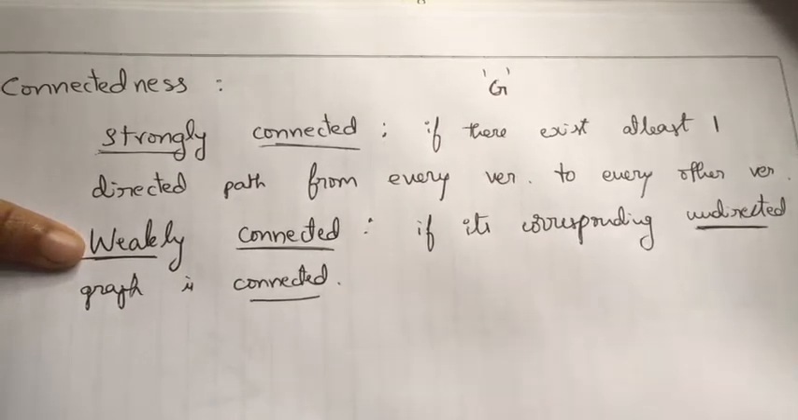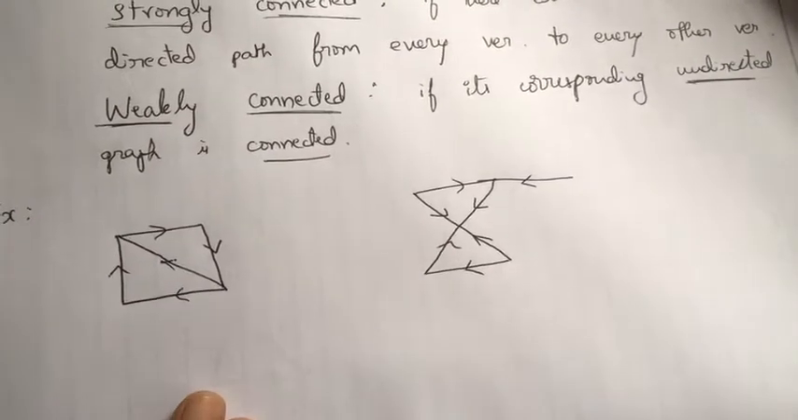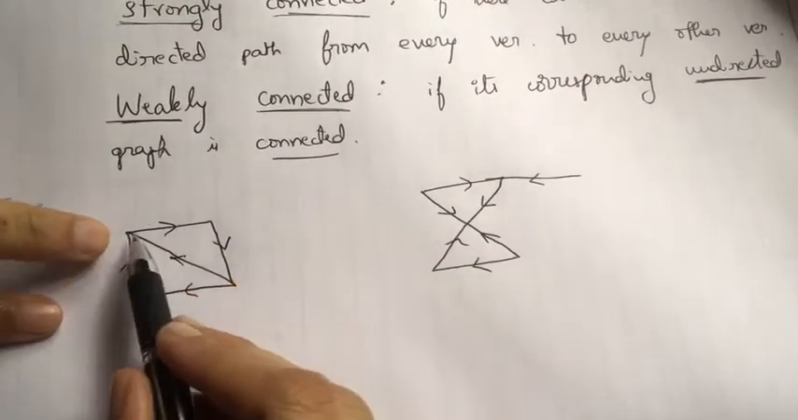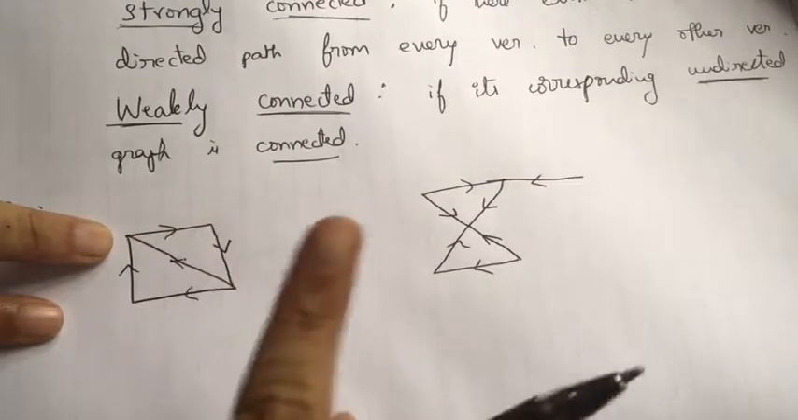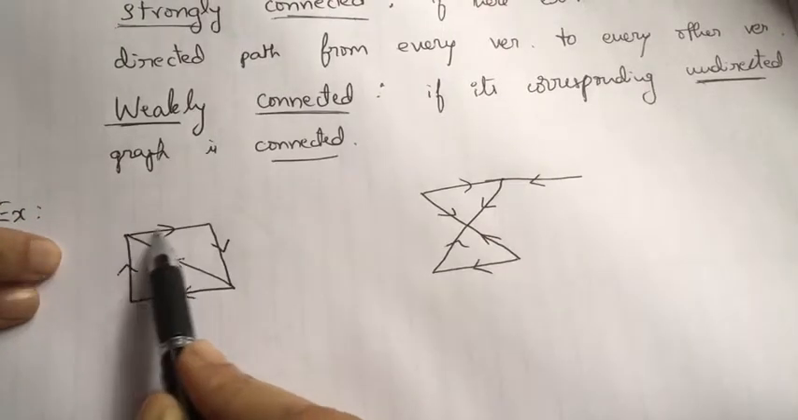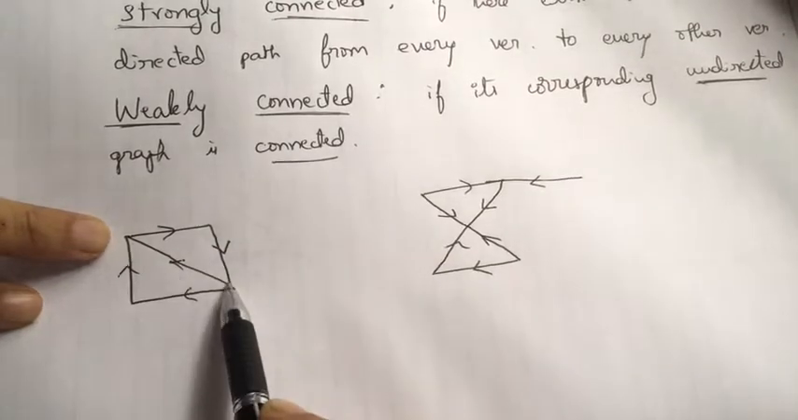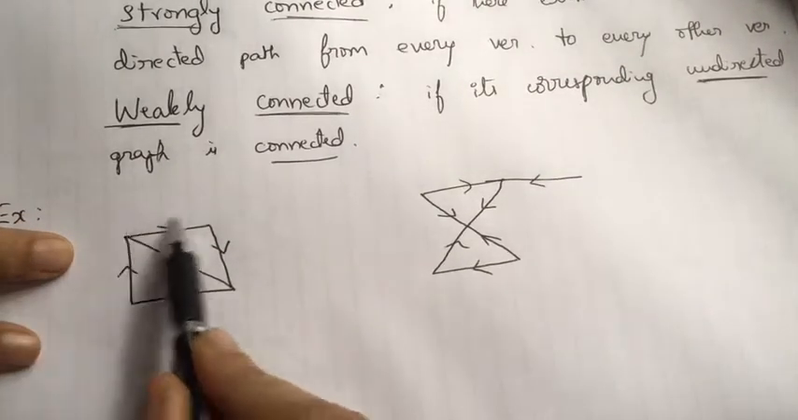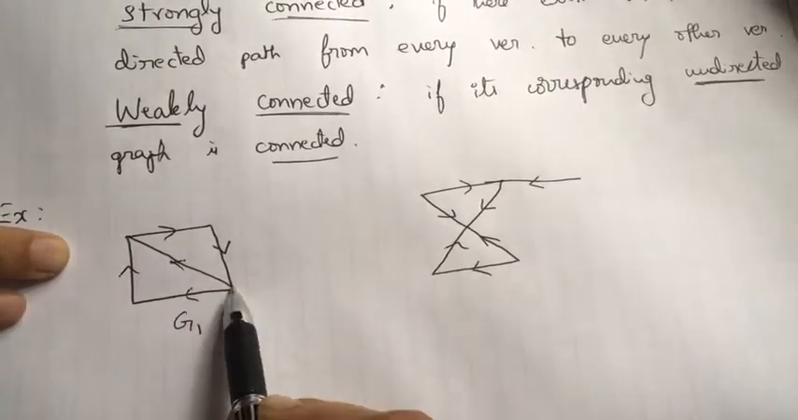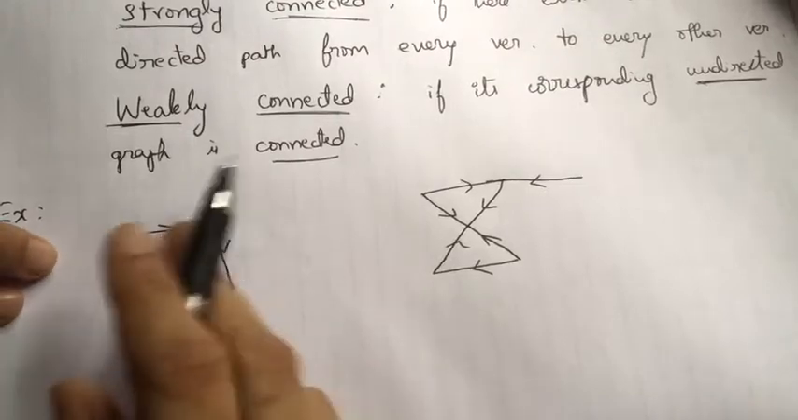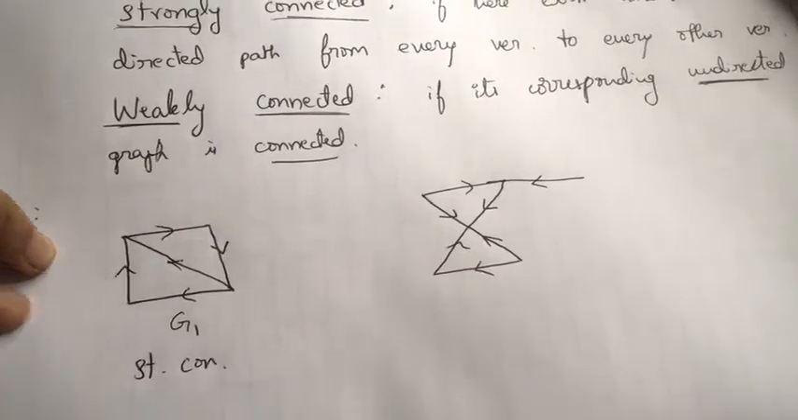Let me draw examples. And of these two graphs, when I consider this graph, between every pair of vertices, there exists one directed path. See, from here to here, I have this path. From here to here, I have this. From here to here, I have this. So in this graph, say G1, between every pair of vertices, there is a directed path. Therefore, I can say this is strongly connected.